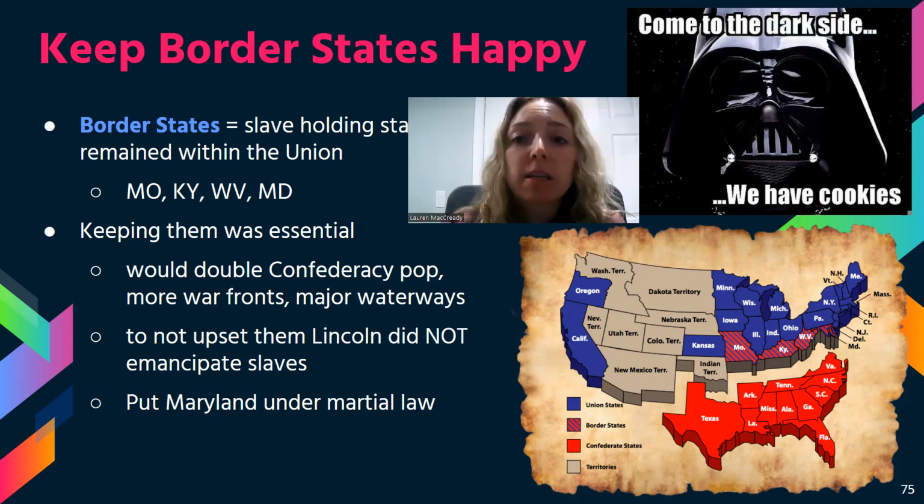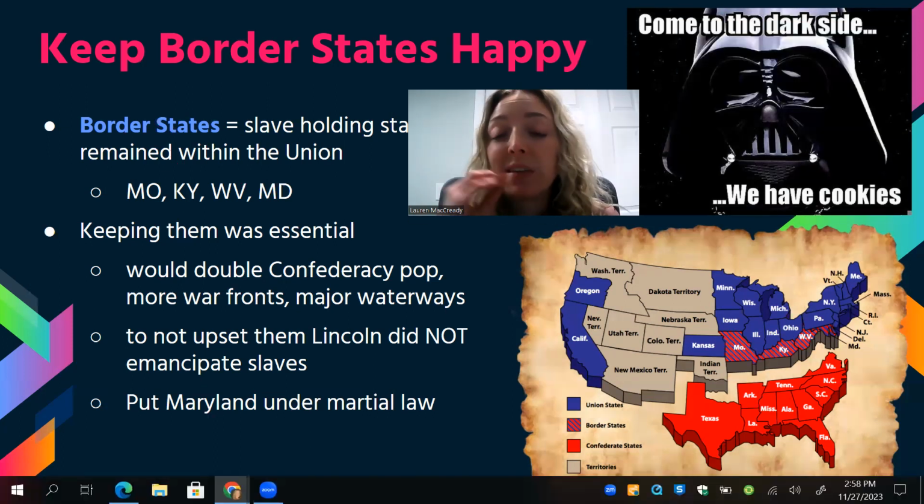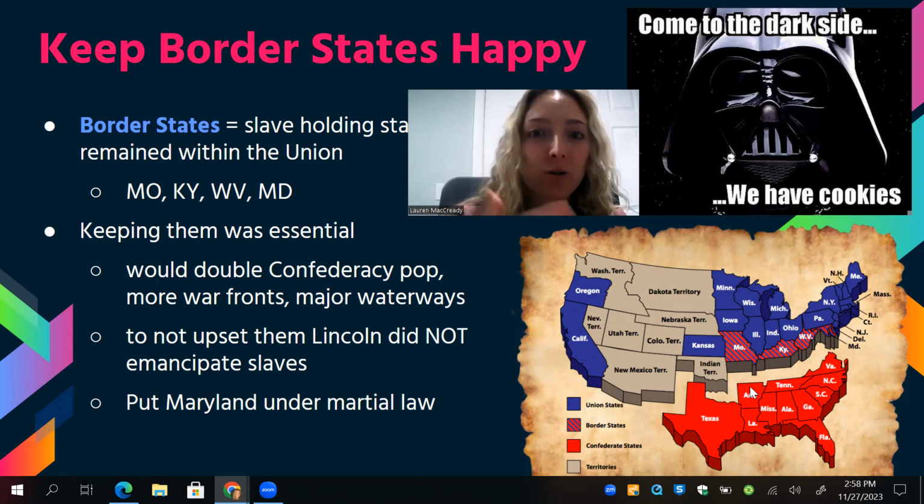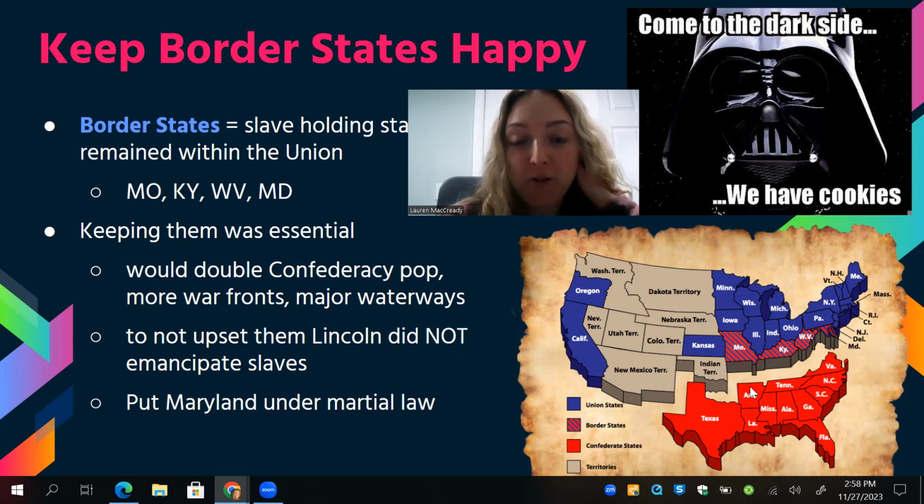Lincoln understands that keeping these states is essential. For whatever reason, each of these 4 states is essential. If these 4 were to leave, population-wise, it would double the population of the Confederacy. That is how populated these slave states are compared to all the red ones. Half of the Southern population is located in just those 4 states. So we don't want to give them more people in terms of warriors or people for manufacturing for the war.